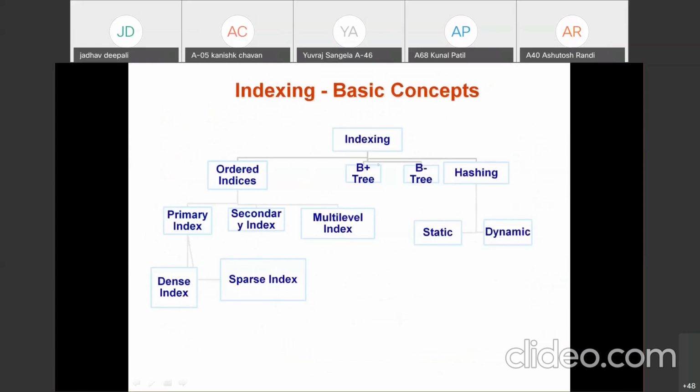Sense parts. Now we move towards the next, that is B plus tree and B tree. Here we are going to see the definition and how the B plus tree actually appears and also the B tree. And then hashing technique. So now start with the B plus tree.